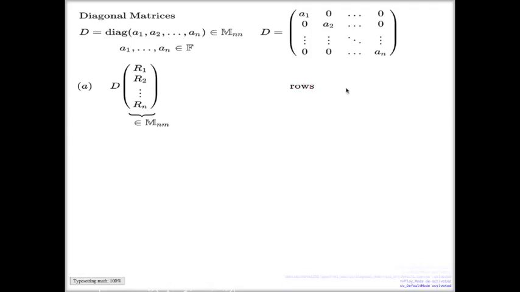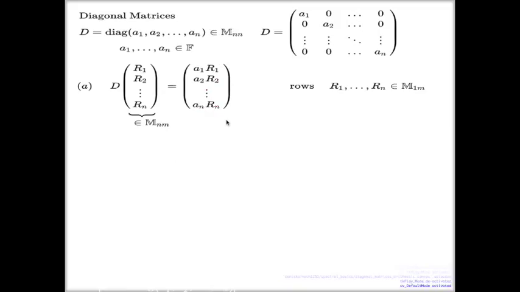So R1, Rn are the rows. These are the sizes of my rows: one row, m columns, and the matrix is n rows, m columns. So when you multiply two matrices, one of them a diagonal factor on the left-hand side, and you look at the right-hand side factor from the row point of view, the result is this, look at this.